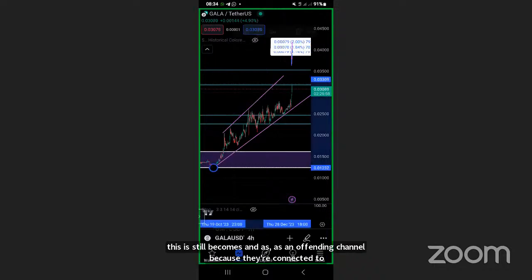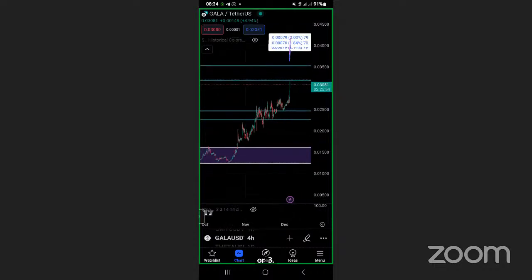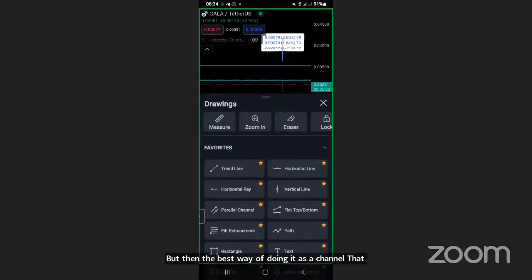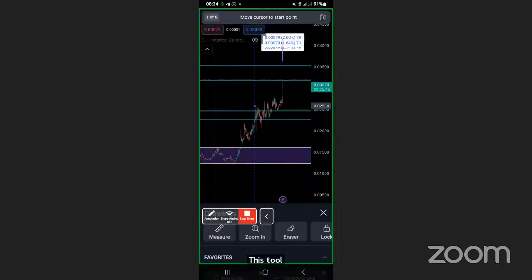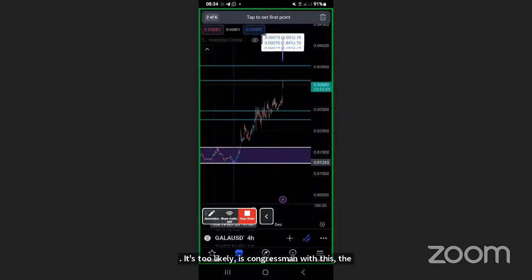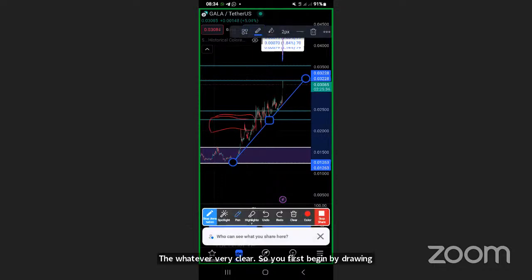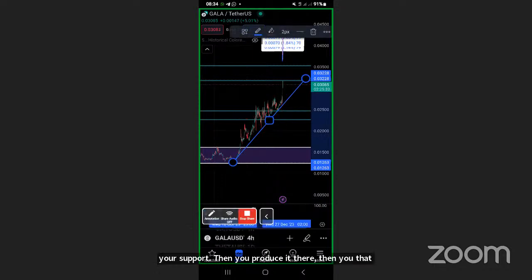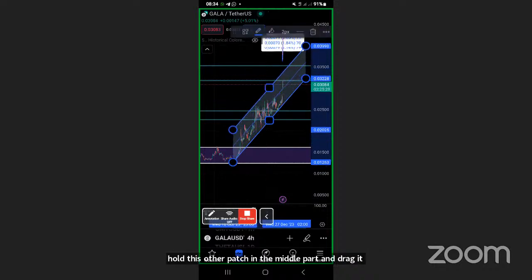But the best way of drawing it as a channel, that makes it more clear and beautiful, is when you use what we call the parallel channel. This tool, I believe everyone is conversant with this. When you pick the parallel channel and put it here, it brings it out very clearly. You first begin by drawing your support, then you release it, then you hold the middle part and drag it upwards and let it touch any higher high.